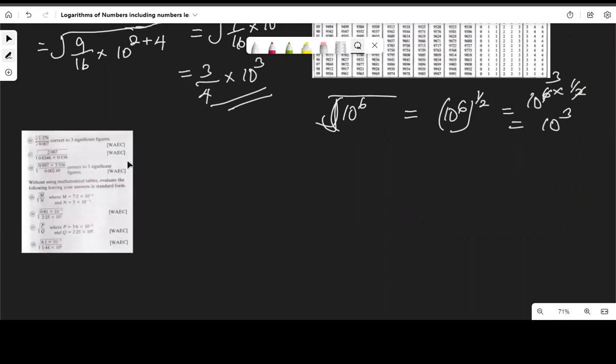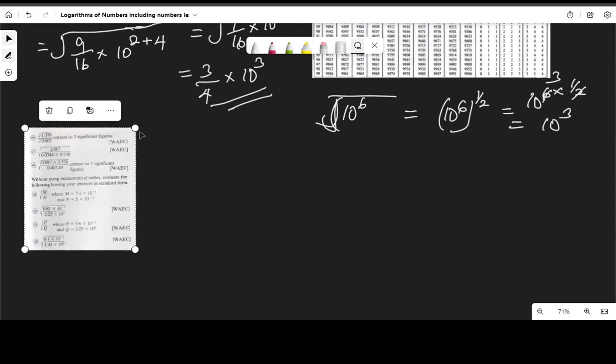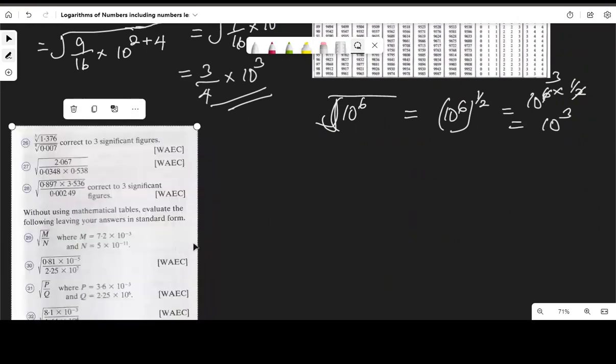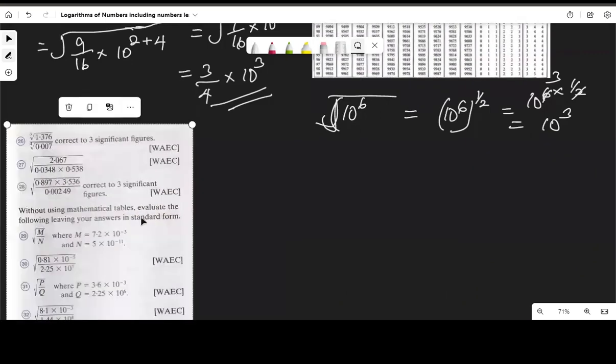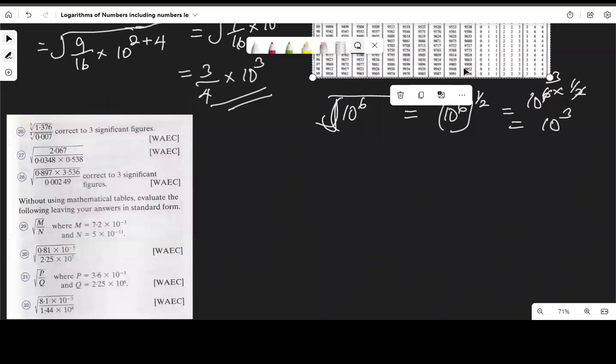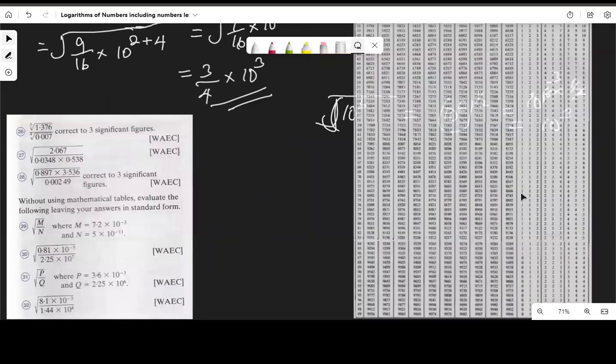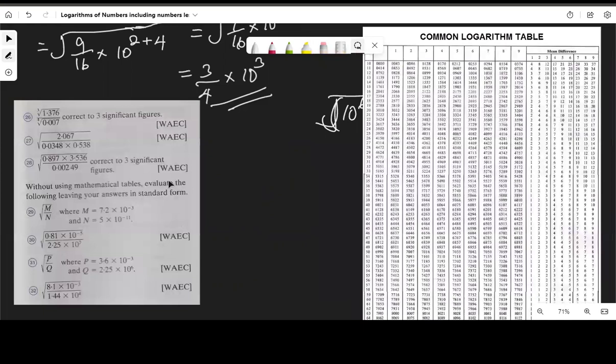And finally, we have some weird questions here, past questions. The first one says cube root of 1.376 divided by the fourth root of 0.007 correct to three significant figures. So we have to evaluate that correct to three significant figures. I will work with this, so let's bring them down.